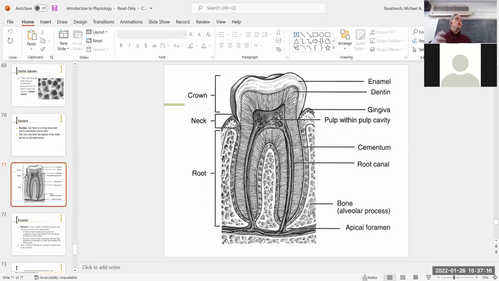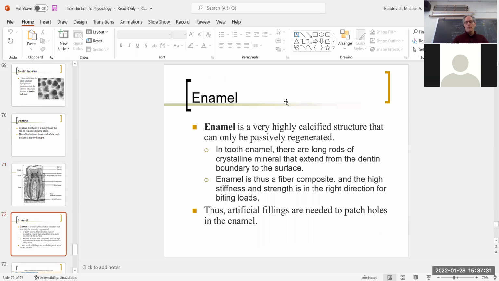And then you get the so-called root canal. And this piece here essentially is just removed. And then this is just filled with a filling, and the tooth is dead. But it'll still recalcify passively. And enamel, we said, is very highly calcified. It can only be passively regenerated. And if you look at enamel, it's a structure with lots and lots of fiber-like structures. Those are protein, calcium structures that are heavily cross-linked.